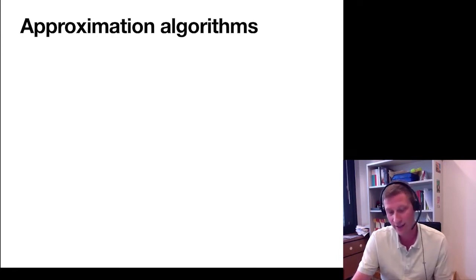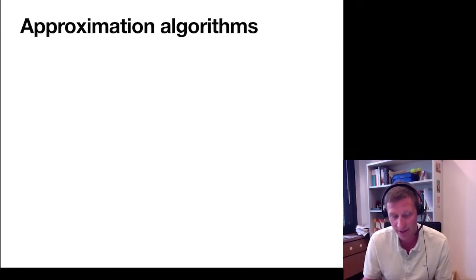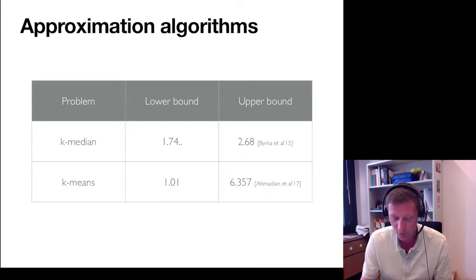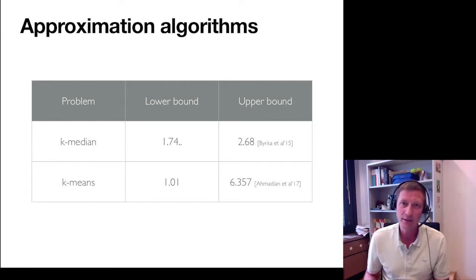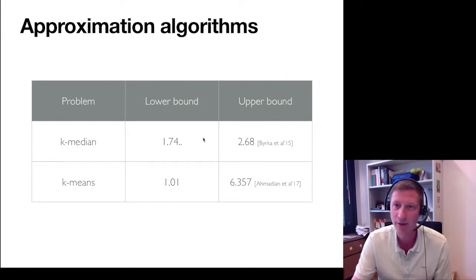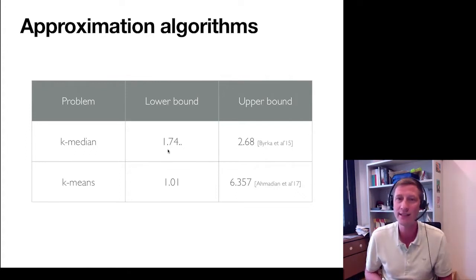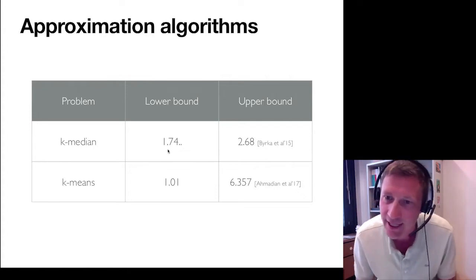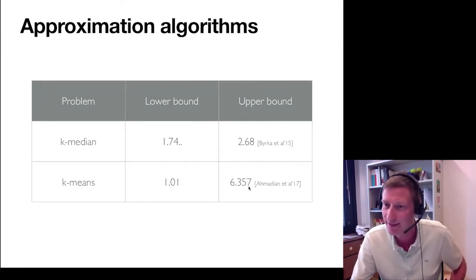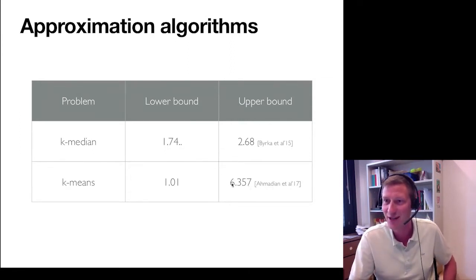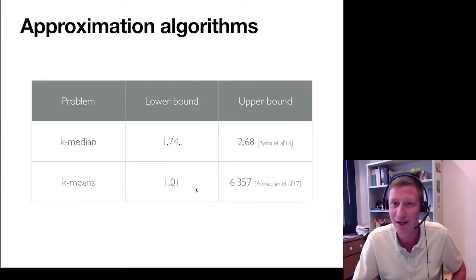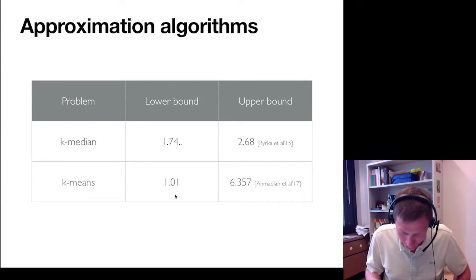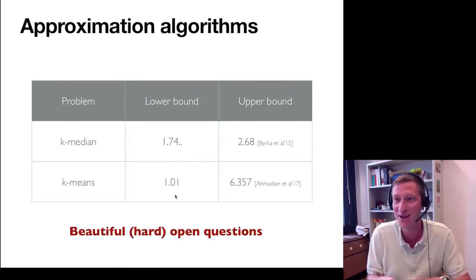Traditionally, many people, including me, worked on approximation algorithms. It's still a very beautiful open question to understand the approximability of these problems. For k-median, the best bound is roughly 2.68, and the lower bound is 1 plus 2 over e. It's quite far away. For k-means, the gap is even bigger. Lansen, the next speaker, has some improvement here, but I don't remember exactly the guarantee. It's still quite far from the lower bound. But these are very hard open questions.